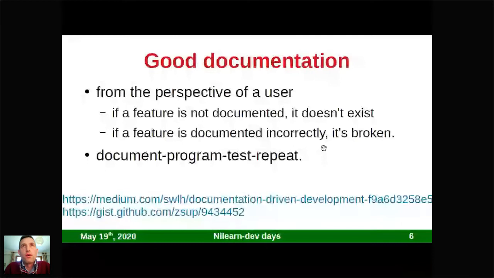So, documentation is essential, and clearly this is not negotiable, I would say, because if you think of yourself as a user, if a feature is not documented, then it doesn't exist, and if a feature is documented incorrectly, then it's broken. So certainly we have to have a good documentation which is updated all the time, so that the user experience is okay. And that's why we propose this way of working: document, program, test, and then repeat the loop.